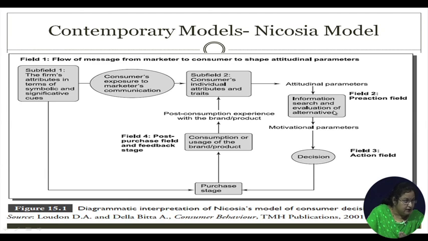So, this is again field 2, because subfield 1 and subfield 2 are for field number 1. Field number 2 is a pre-action field, where information search and evaluation of alternatives goes on. Then that is driven by motivational parameters. We come to field number 3, which is the action field, and then we come to purchase, and then we reach field number 4, where we have consumption and post-purchase behavior, which again forms customers' attributes.